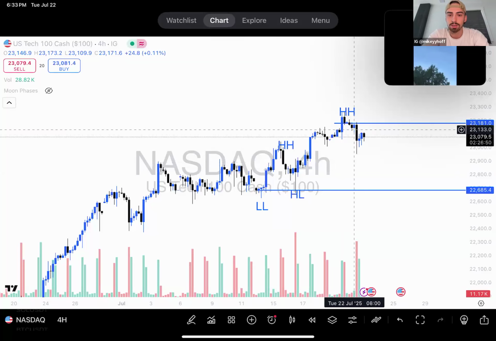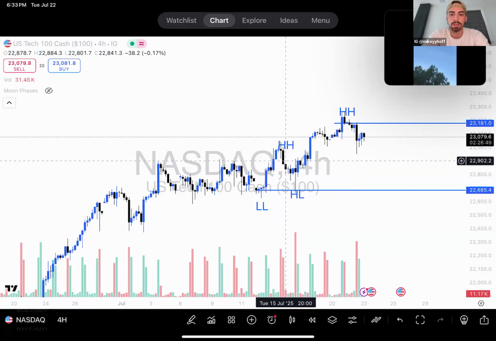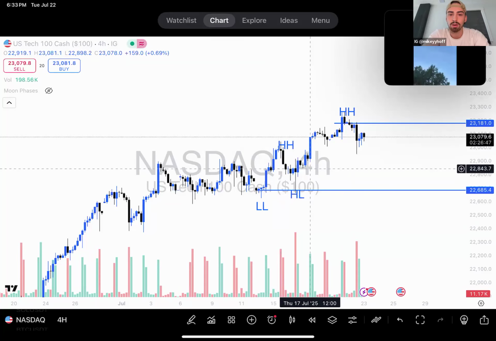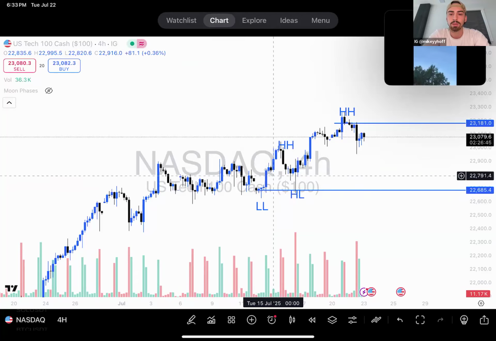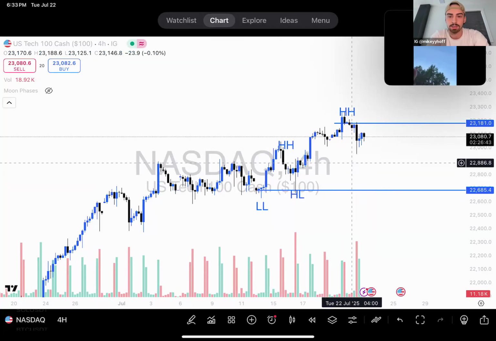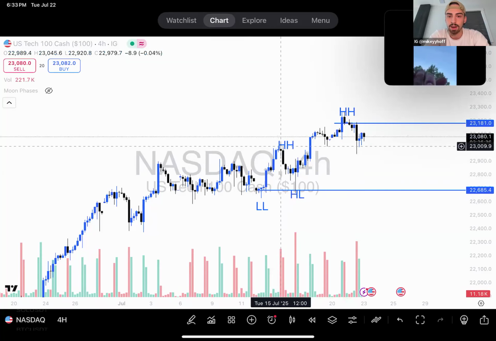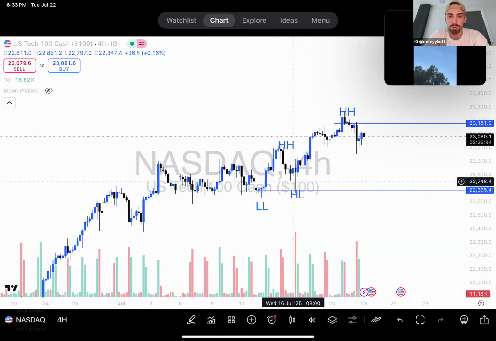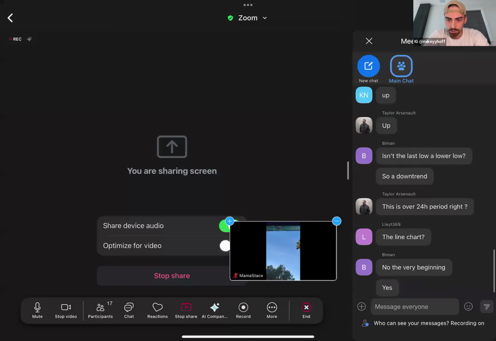You always want to look and see, did we respect the most recent higher low or the lower low? And that will give you an identification if that's a new low or a new high, right? In this case, we just traded lower. We still respected this higher high. We never broke down below this higher low. So that would still be considered an uptrend. Hopefully that makes sense for you there.